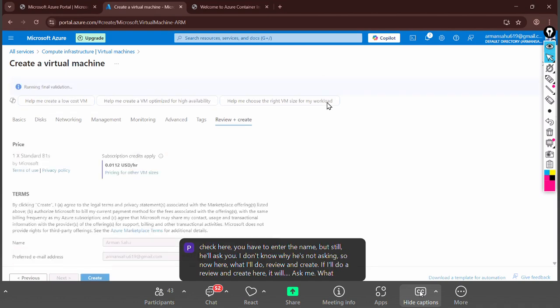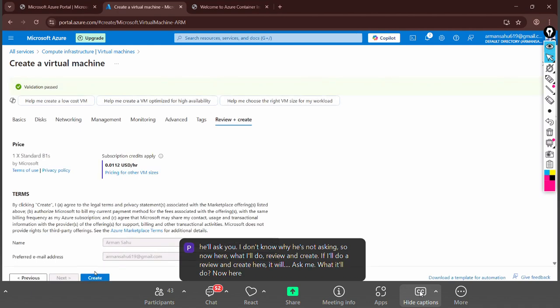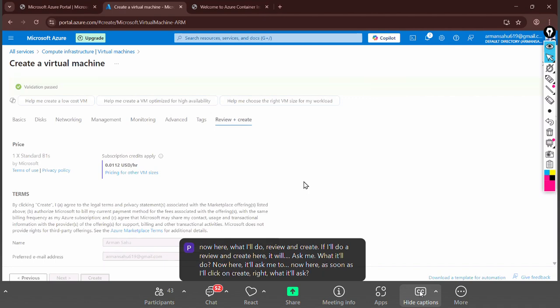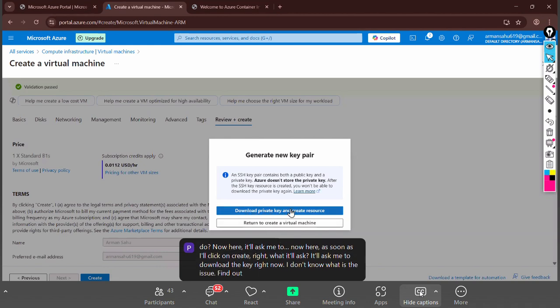As soon as I click on create, what will it ask? It will ask me to download the key. I don't know what the issue is. Find out. Here what I have: private key and resource group, right? So this is what.